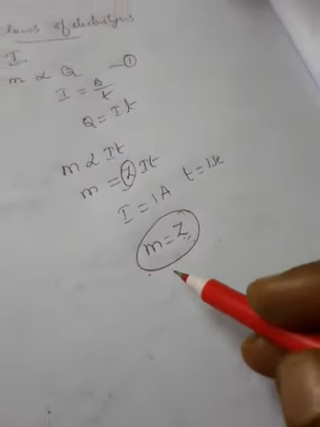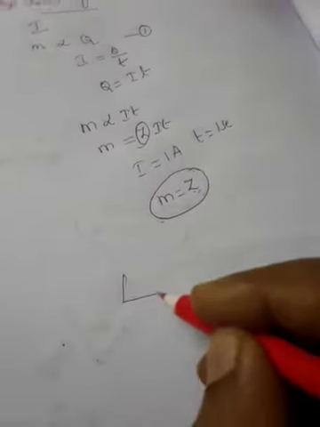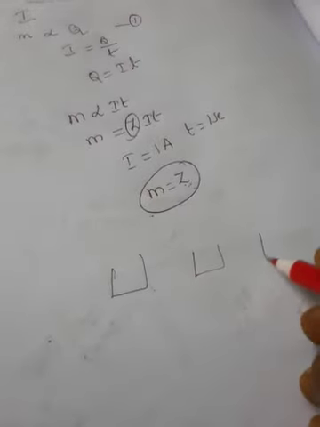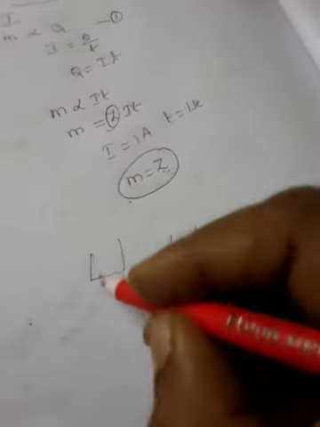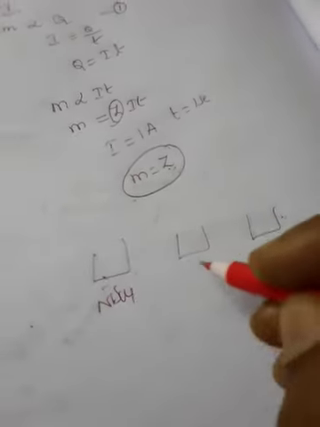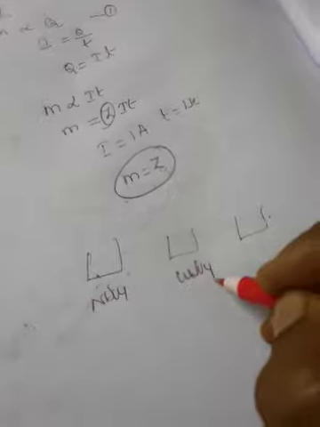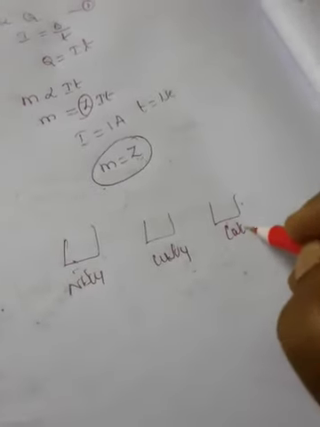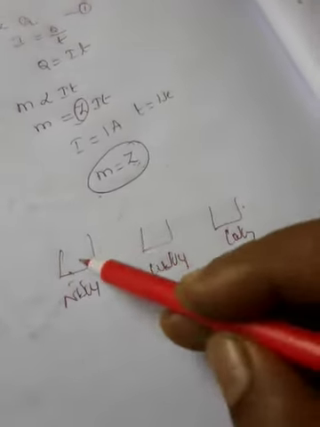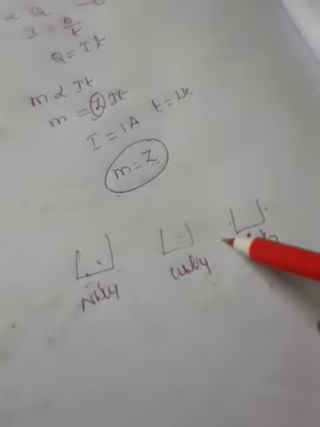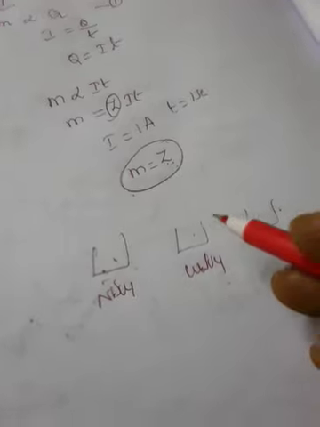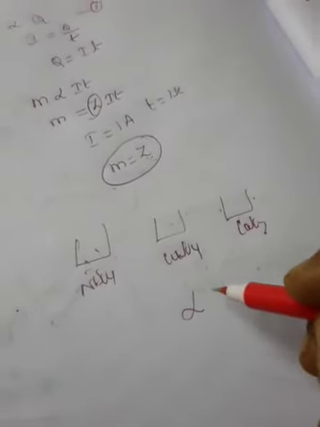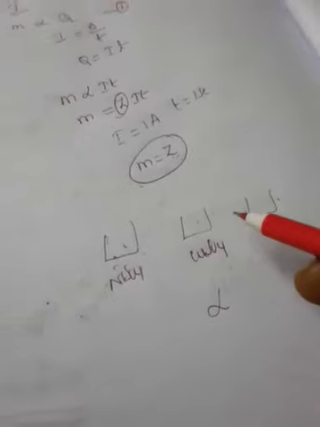Now what is Faraday's second law? When the same quantity of charge is passed through different electrolytes, for example nickel sulfate, copper sulfate, and cobalt sulfate, the amount of substances liberated at the respective electrodes is directly proportional to their electrochemical equivalents. This is Faraday's second law.